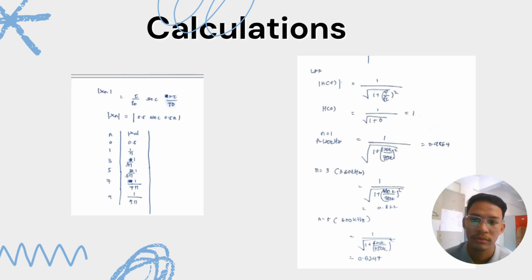First of all, H(0) equals 1 over the square root of 1 plus 0, which equals 1. Then when n is 1, at frequency 120 kHz, we got the answer 0.9464. We continue with n equal to 3 with frequency 360 kHz, and we got the answer 0.822. And last but not least, when n equals 5 with 600 kHz, we got the answer 0.6247.